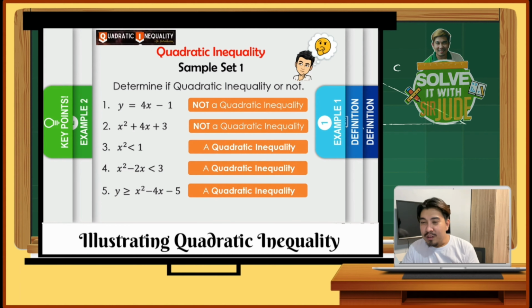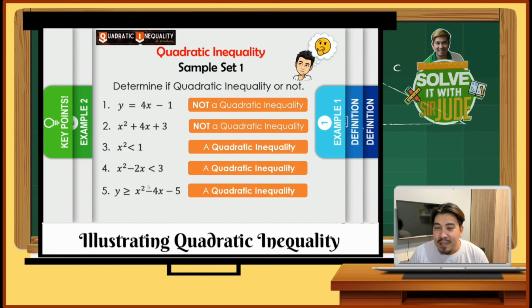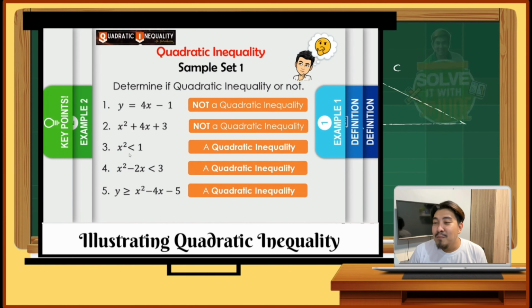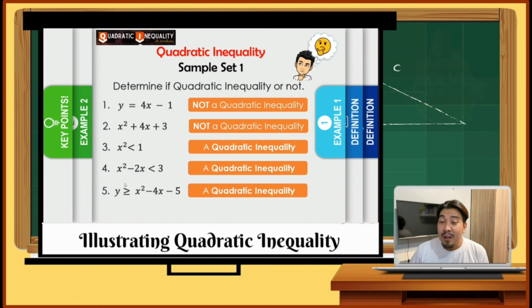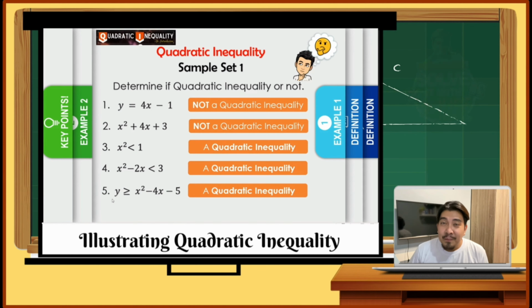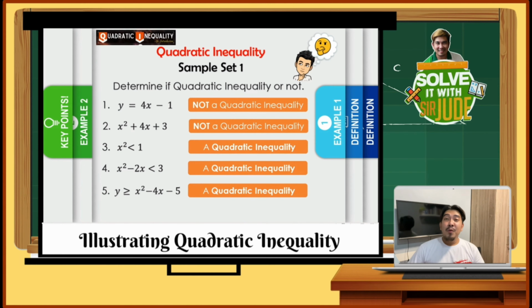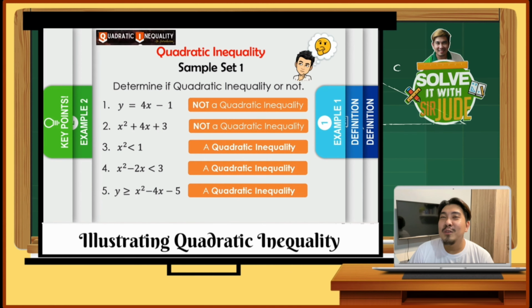Now, we need to sort those quadratic inequality kung sino ang gumamit ng 1 variable at kung sino gumamit ng 2 variables. So obviously, si number 3 at si number 4, since wala naman siyang y or f of x, we can say that these are example of quadratic inequalities in 1 variable. While for number 5, since we've used x and y, this is an example of a quadratic inequality in 2 variables.